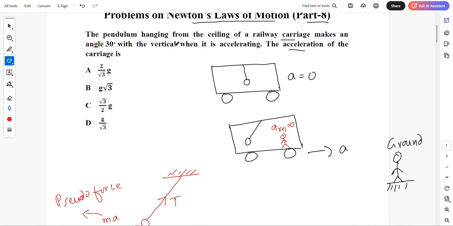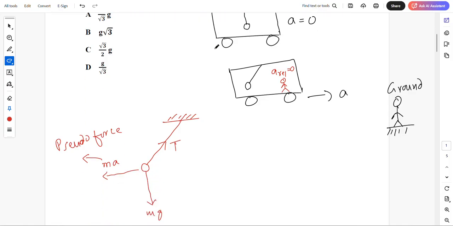Now they have given that the pendulum makes an angle 30 degree with the vertical when it is accelerating. 30 degree with the vertical means this is 30 degree. This will be how much then? T cos of 30 degree. And this will be how much? T sin of 30 degree.